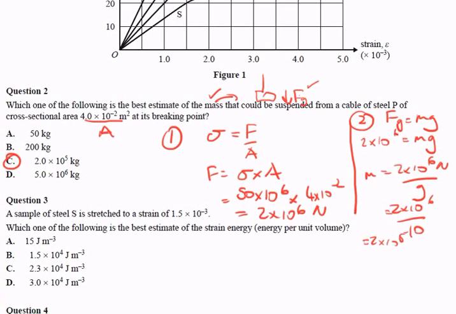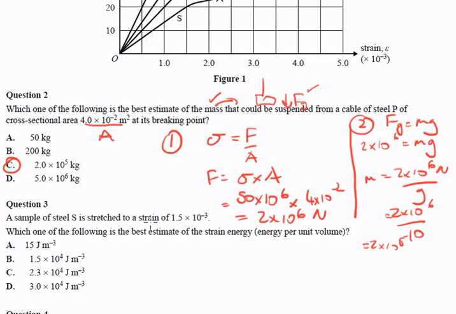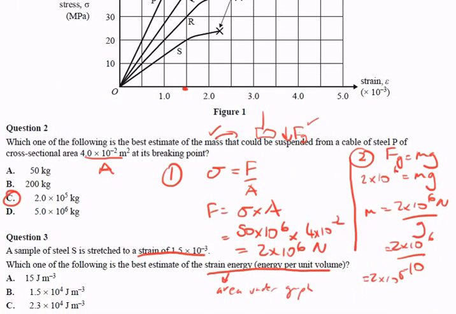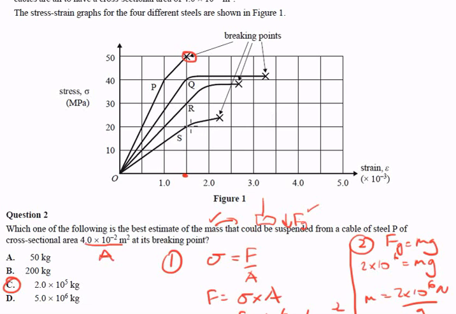Alright, a sample of steel S is stretched to a strain of this much, which best gives the strain energy. Now on your formula sheet you'll see strain energy is the area under the graph. Area under graph. Now to this point, 1.5 by 10 to the minus 3 is this here, and we're looking at steel S. So steel S to that point, the area under the graph to that point is a triangle. So you count squares, or I'm just going to do a triangle, half base times height.